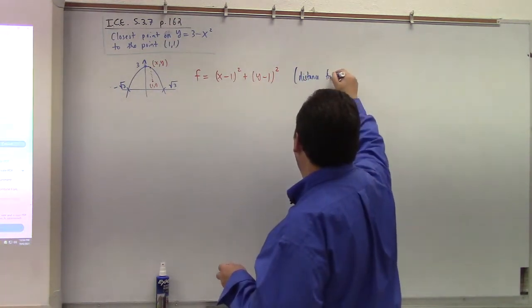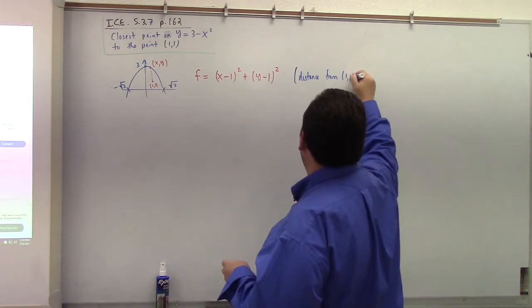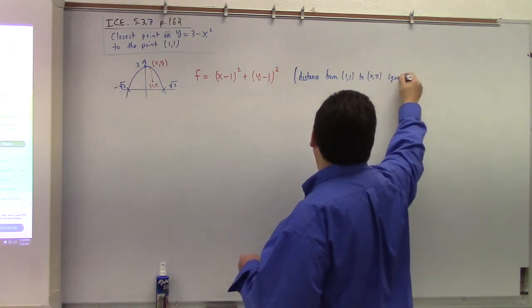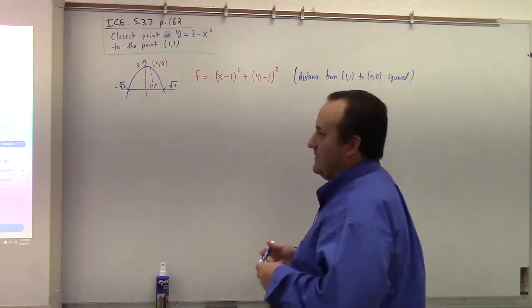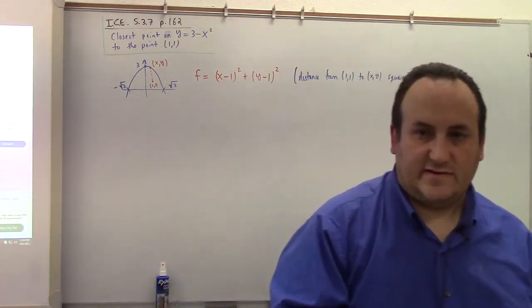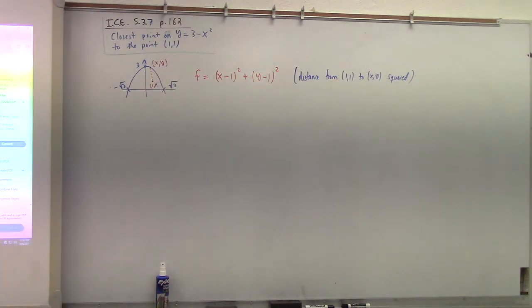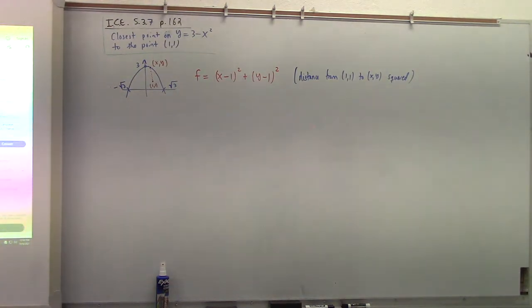Distance from (1, 1) to (x, y) squared. And remember, like we talked about in the last example, if we minimize the squared distance, we're going to minimize the distance. So let's minimize the squared distance to avoid annoying square roots in our calculation.